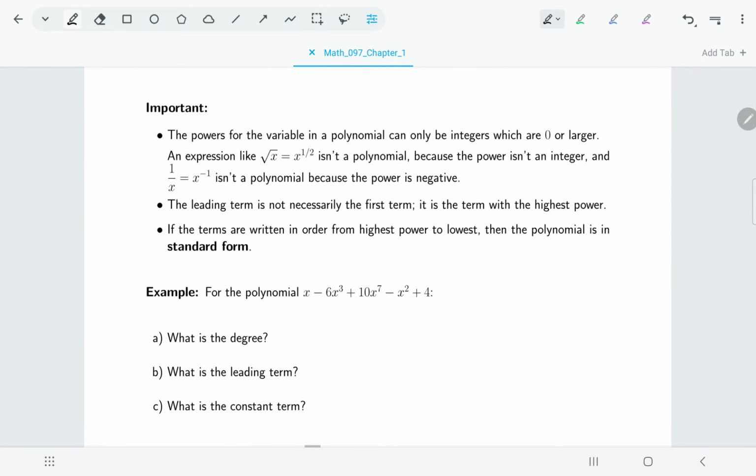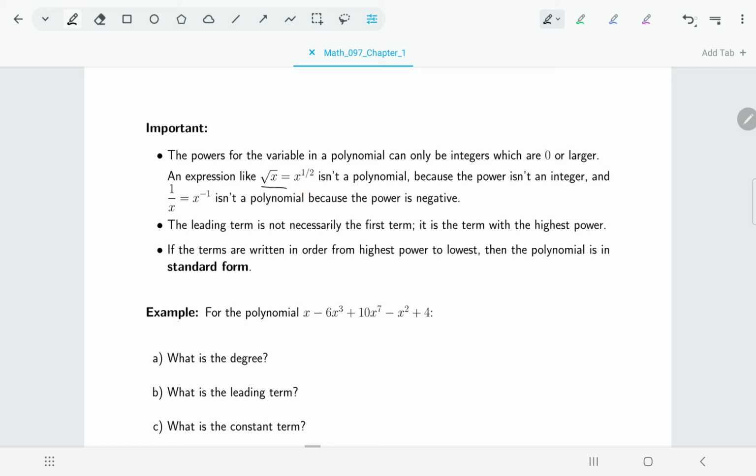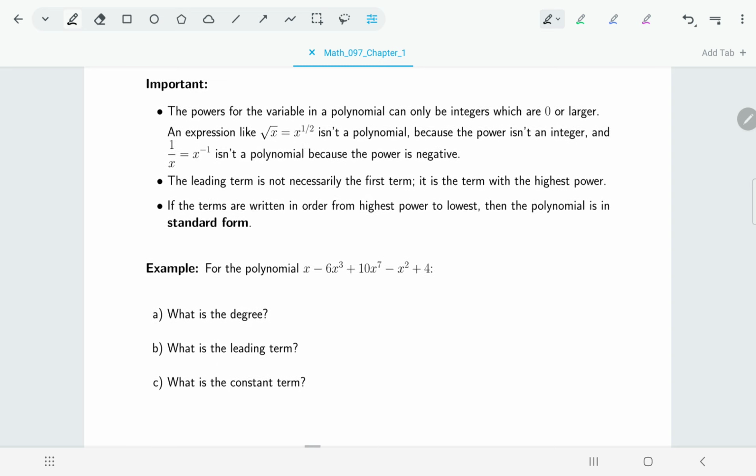So again, just a reminder here that when we're talking about powers of x, if it's a polynomial, those powers of x can only be non-negative integers, so integers that are 0 or larger. So if you see any sort of a root, like a square root, then you don't have a polynomial because, as we remember from the previous section, a root is a fractional power. So square root of x, that's not a polynomial because that would be x to the half. If you had x's in the denominator, that means you've got some sort of negative power. So if you had 1 over x, that's really x to the negative 1. So again, that wouldn't be a polynomial because we have a negative power.